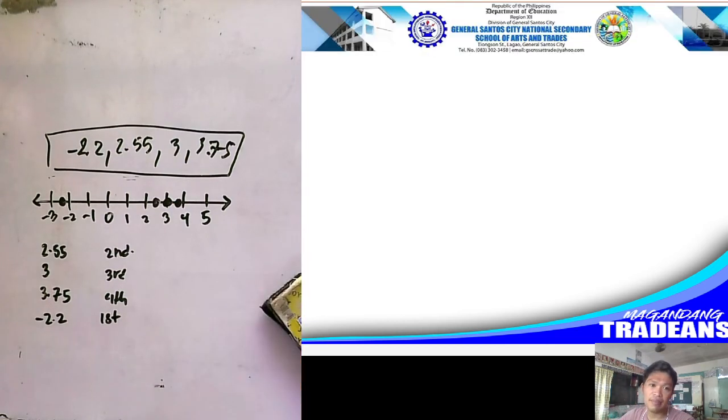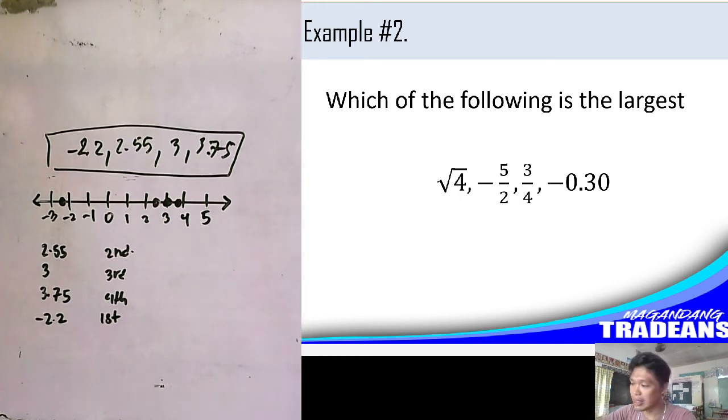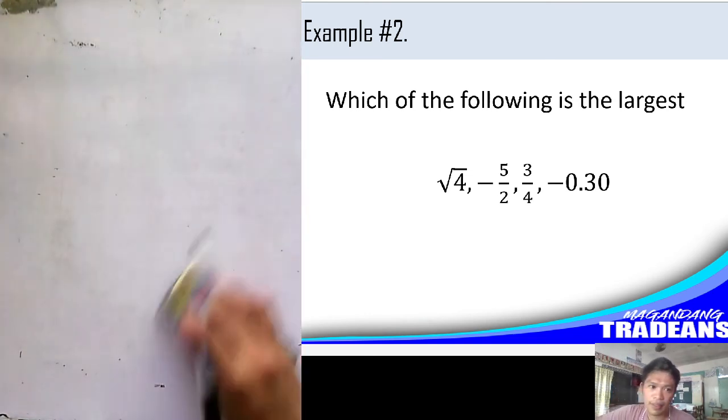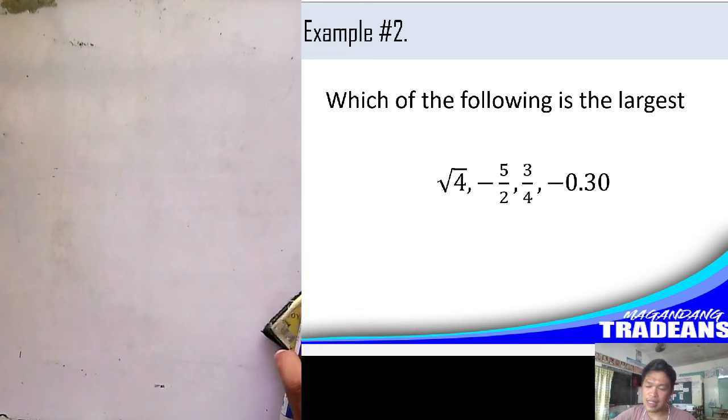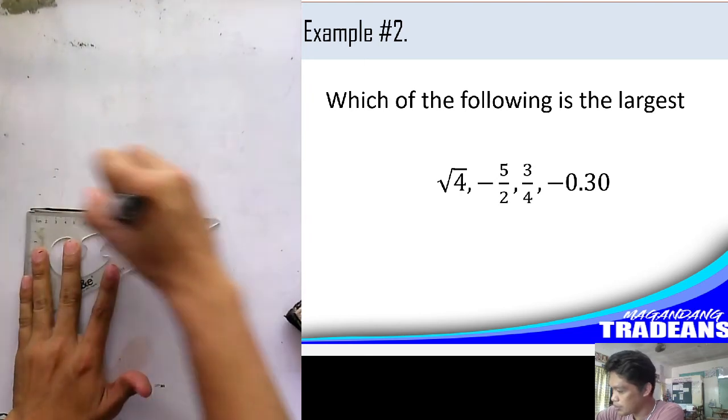Okay? Next, example number 2. Which of the following is the largest? We are asked to find the largest. So, to arrange it, let's make a number line again. So, copy first. Then, we will proceed to example number 2. Okay? So, post it first so you can copy our lesson for your portfolio for week number 7. Okay, allow me to erase this. Next, let's proceed now to the next item. Example number 2. So, we will make a line.